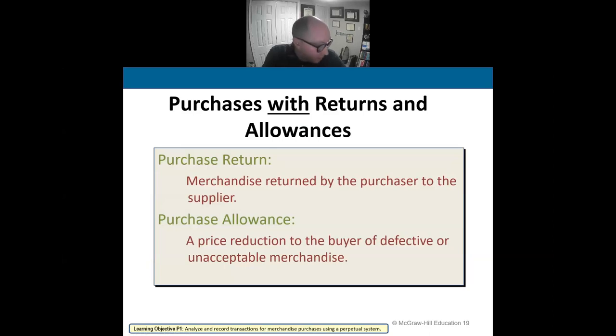Okay, I need to talk about this part. Purchase returns and allowances. Oh man, I hate returns. I don't like returns because that means the inventory came back to me for some reason. Maybe it's broken, it's defective, the customer doesn't want it anymore. There's a bunch of reasons for returns and allowances.